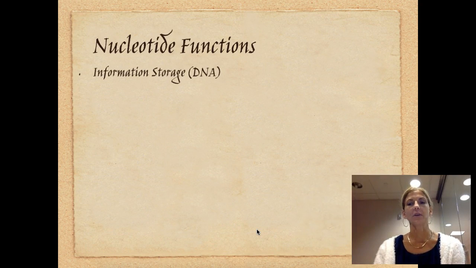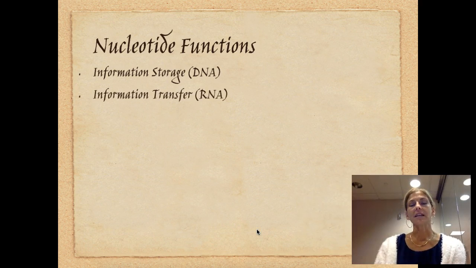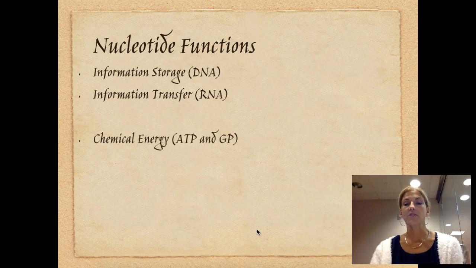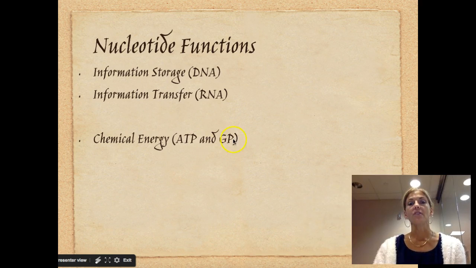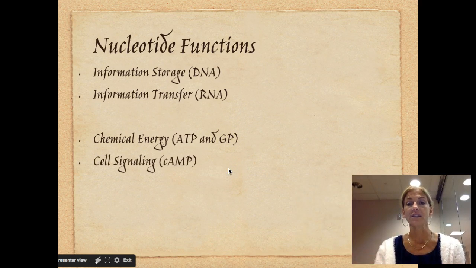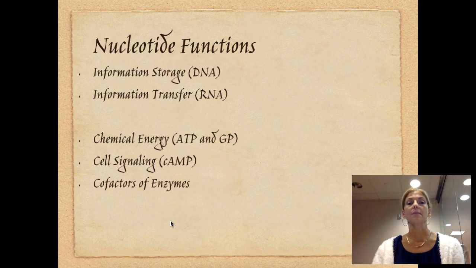So nucleotides, what do they do? If you think about DNA and RNA, you know that they store information and they can transfer that information from point A to point B. They also serve as chemical energy. So we're very familiar with ATP being the energy currency of the cell. There's also guanine phosphate. So using a different nitrogen base, we have another energy molecule. And then I was referring to the cell signaling that happens with cyclic AMP.